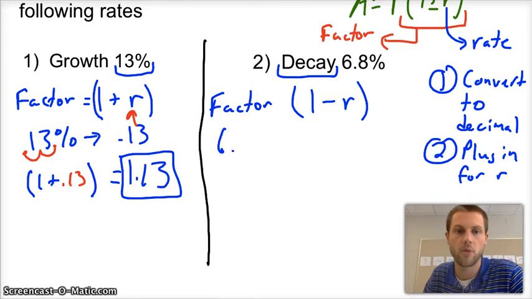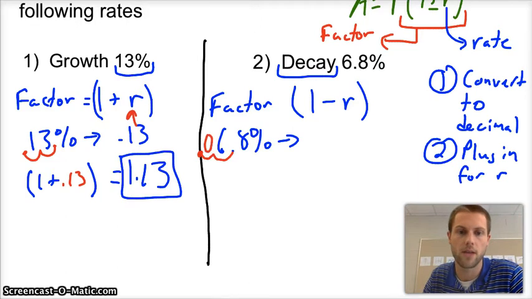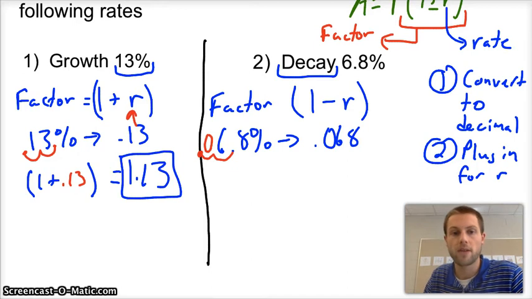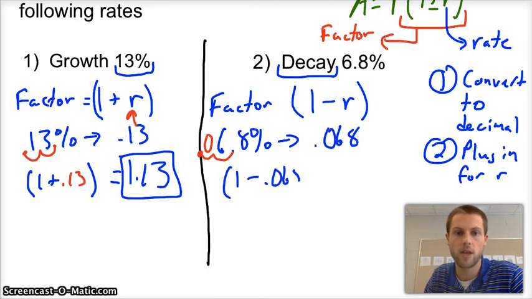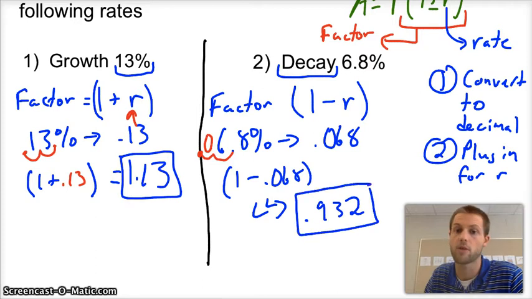So let's convert 6.8% into a decimal. I'm going to move that decimal place over 2 times, fill that gap with a 0, and my decimal will be 0.068. Once I have that decimal, I'm going to use my formula here, 1 minus 0.068, put it all together, and I think you're getting out a 0.932. That is my growth, or rather my decay factor, since this is less than 1.